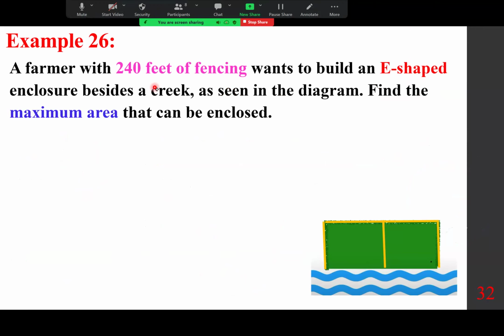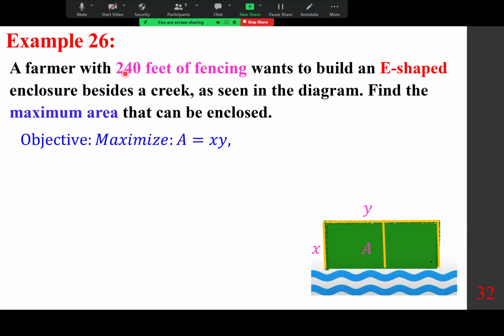A farmer with 200 feet of fencing wants to build an E-shaped enclosure beside a creek as seen in the diagram. Find the maximum area that can be enclosed. Anytime you have a word problem, you have to have a setting. The setting is given to you. If not, you have to make up one. And you have to define your variables. So x represents the width, y represents the length, A is the area. We want to maximize the area, which is x times y.